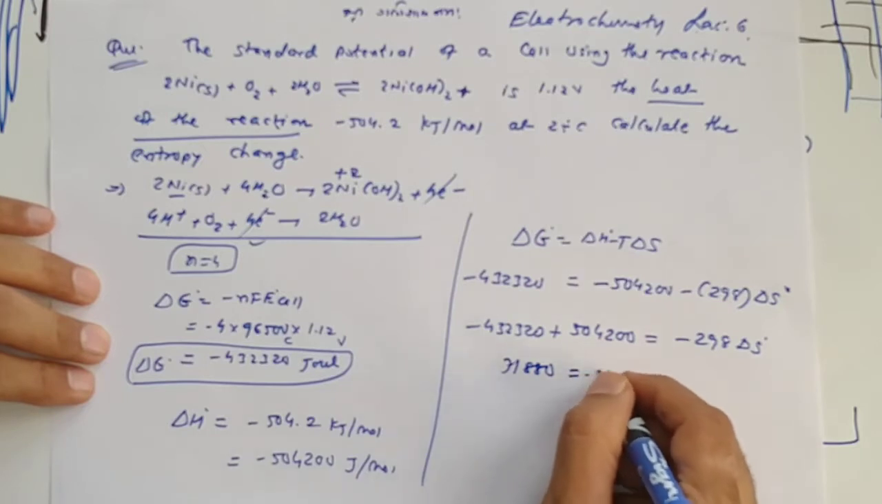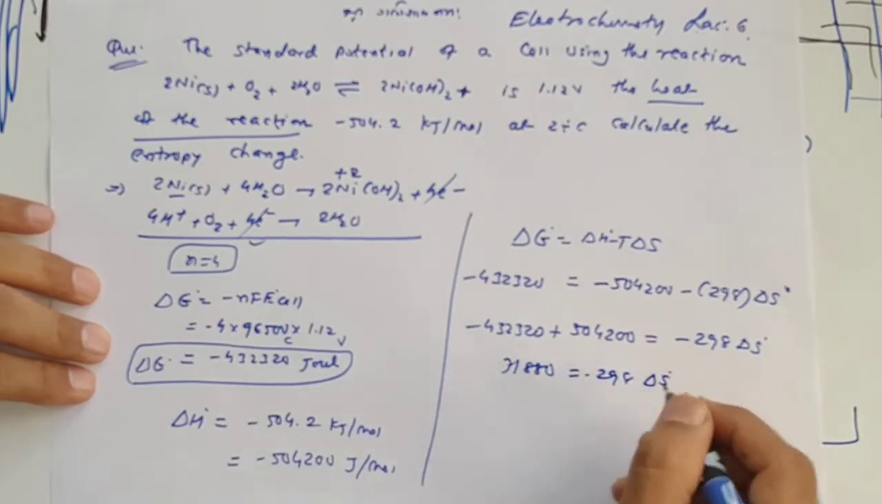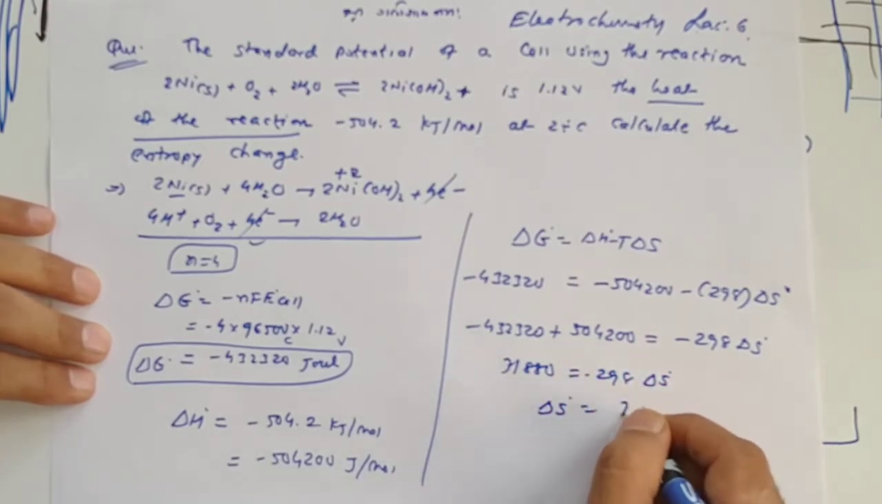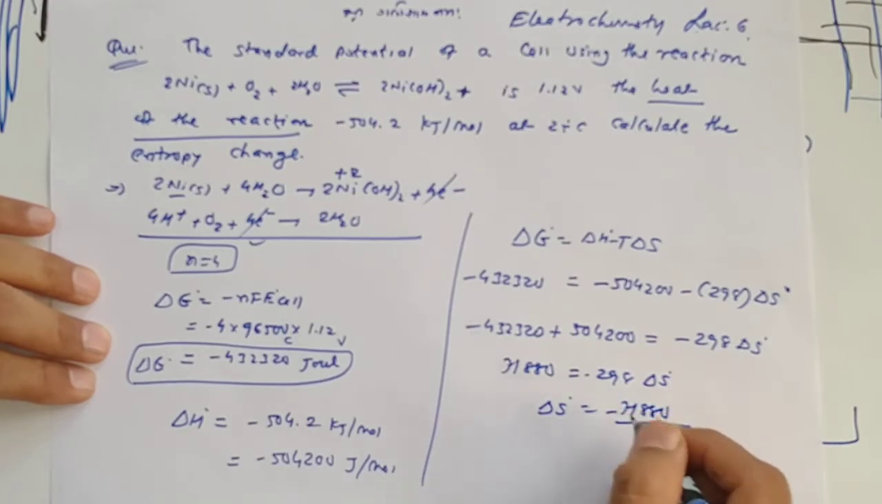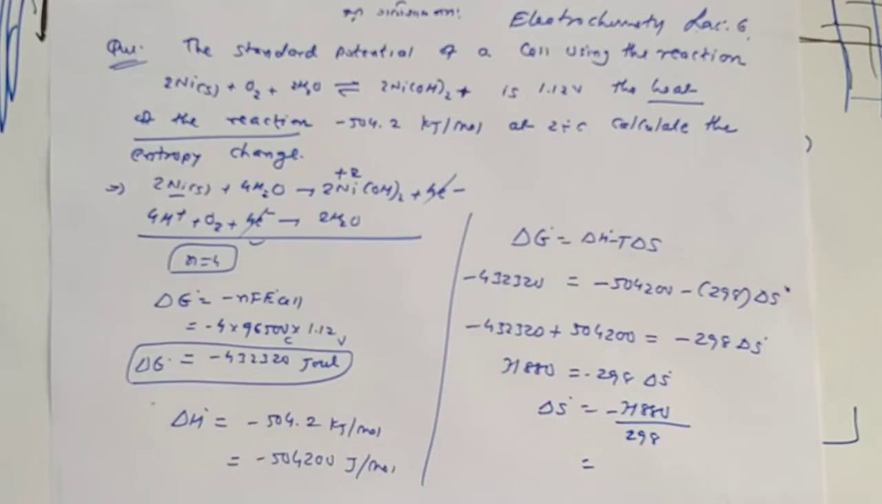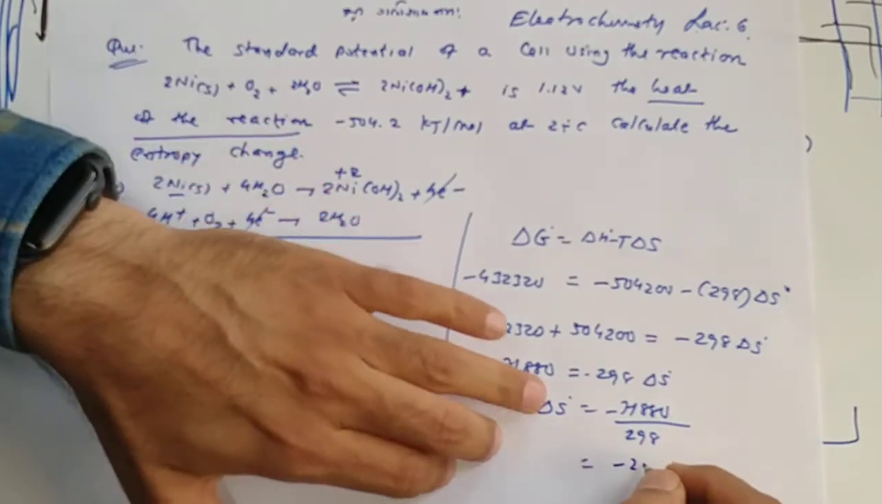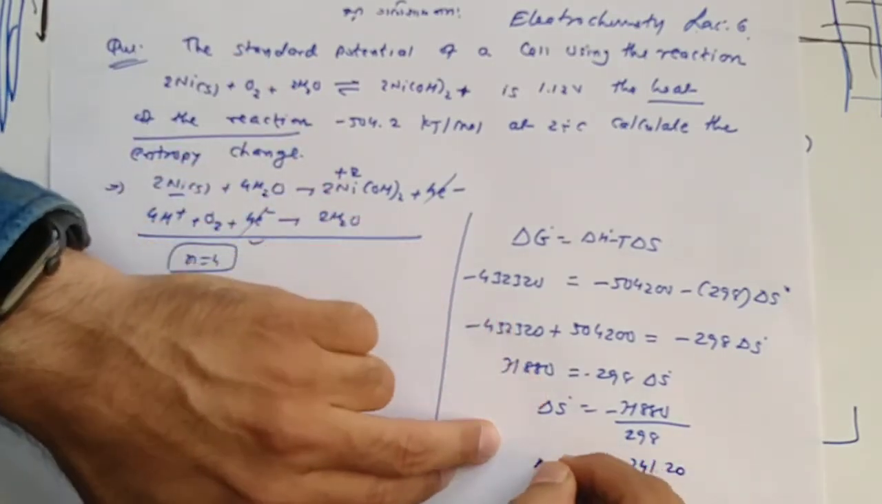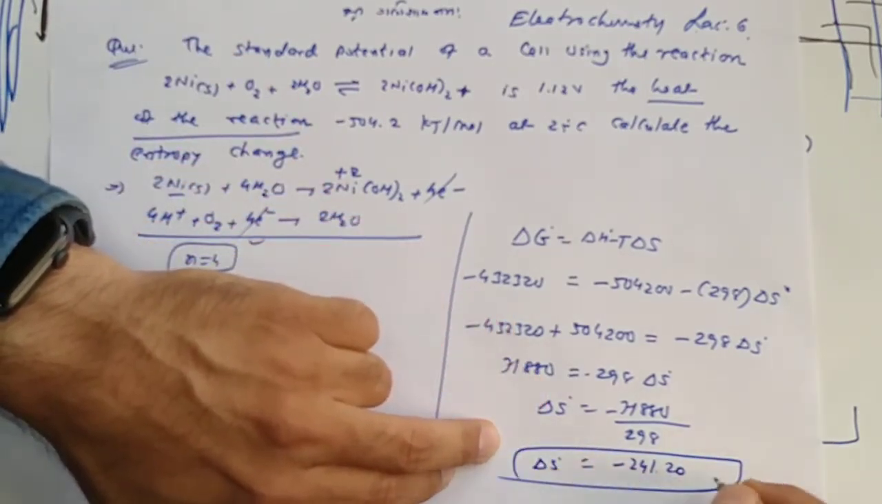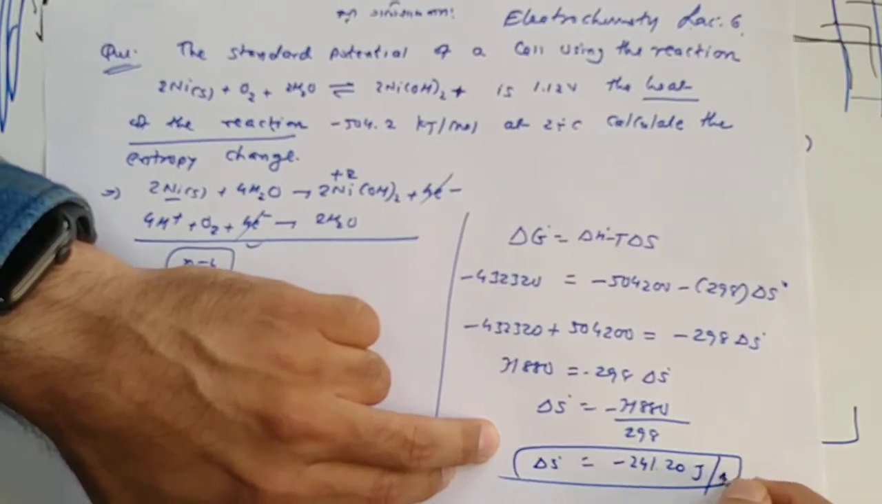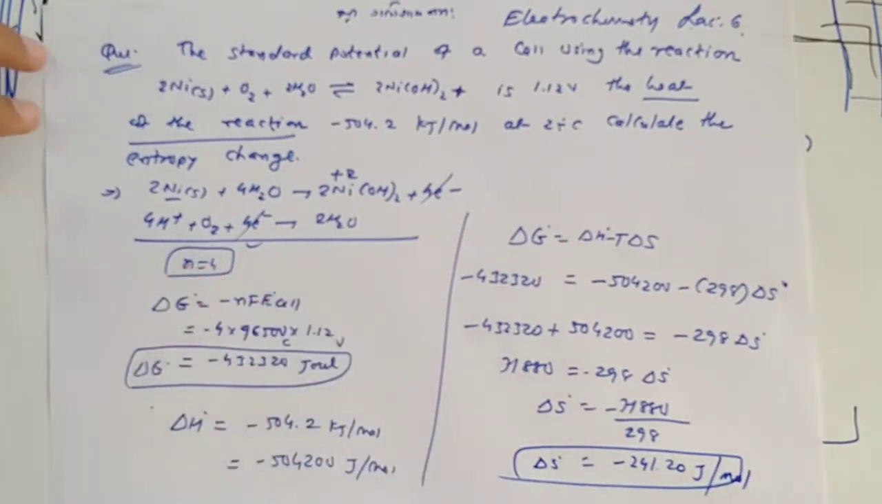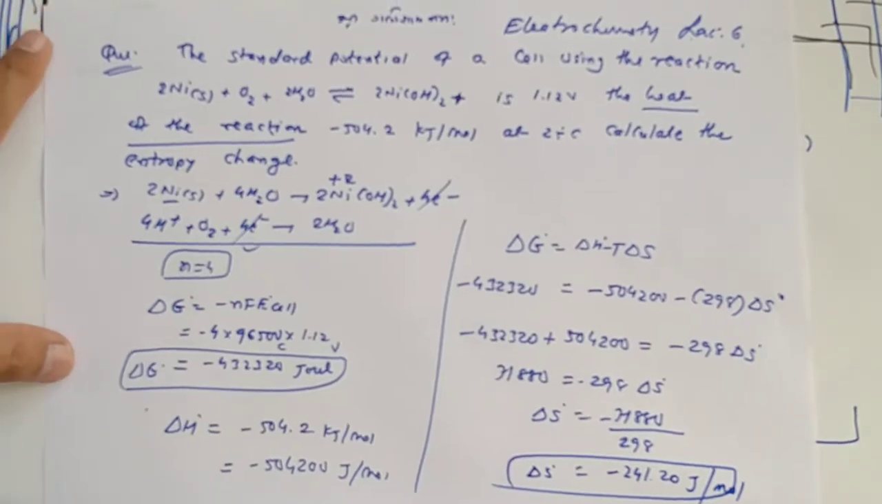Plus. So delta S degree is 71880 divided by 298, which is 241.20. This is the entropy change. Joule per mole is our answer. Understood?